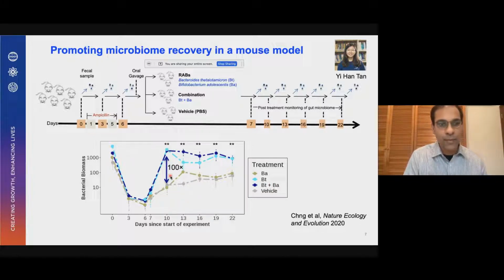So there's a dramatic microbiome recovery, which is not triggered by just the probiotic. For example, just Bifidobacterium adolescentis, a classic probiotic that's there in some of the probiotic tablets that you take. And BT on its own also, the vehicle on its own also does not lead to recovery.